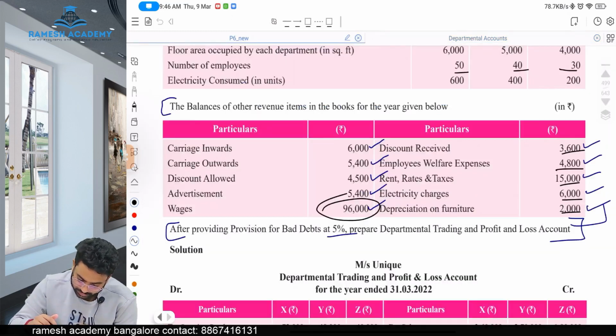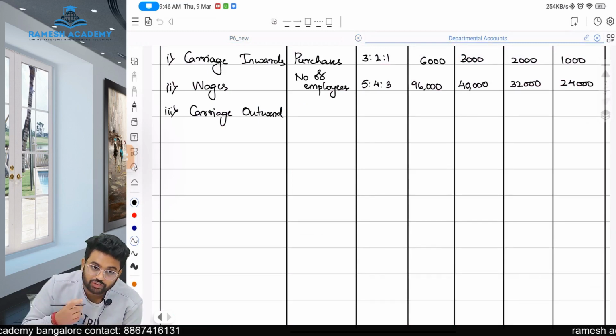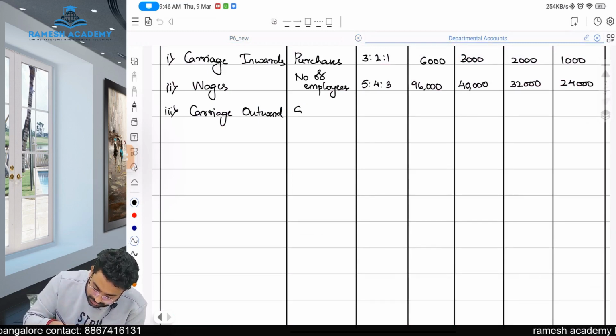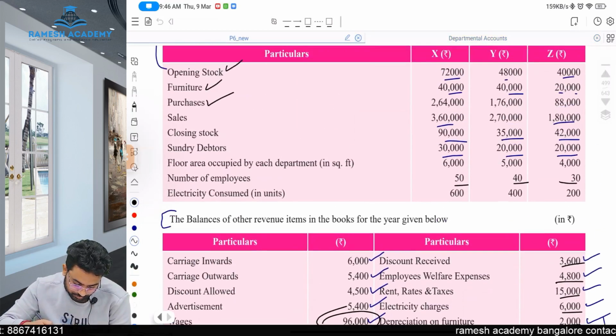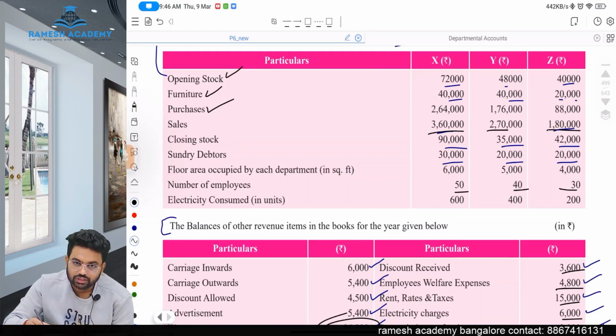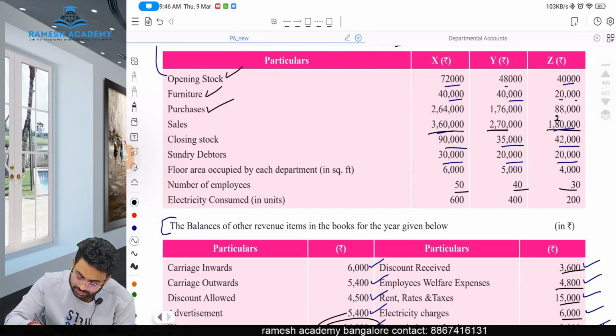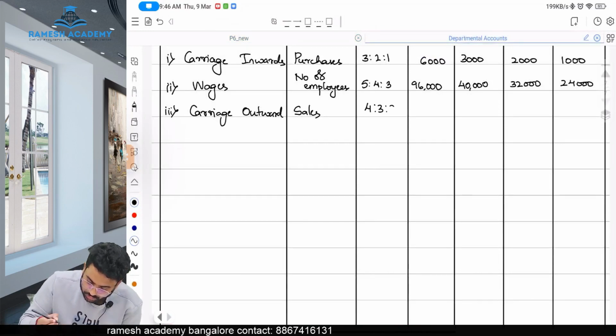How much have we incurred? We have incurred 5,400. So, carriage outward on what basis, sir? It should be on the sales basis. What is the sales ratio? It is 360, 270 and 180. Everything can be divided by 90, right? So 4, 3, 2. Sales 4 is to 3 is to 2.